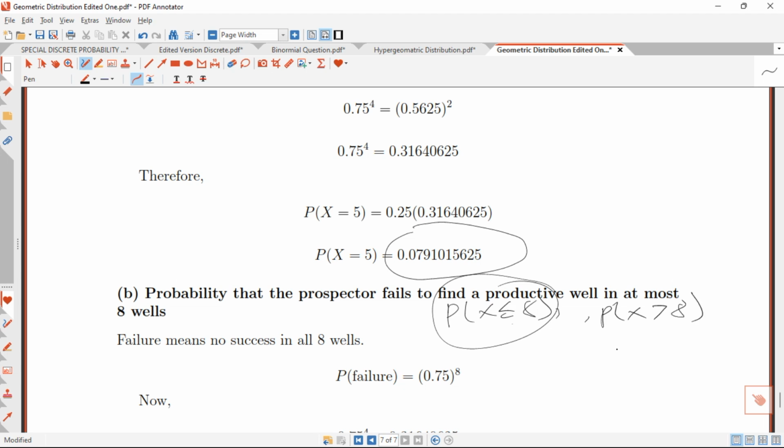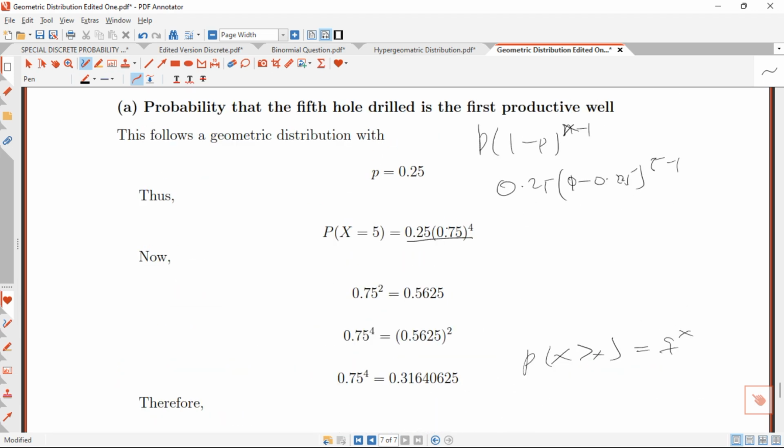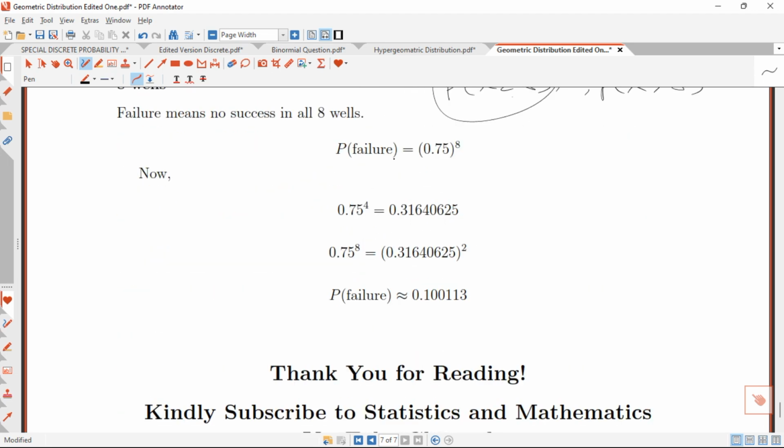We also just learned that the probability that X is greater than x is equal to q raised to the power x. That is the same thing we are going to do here. Already we know that our probability of success p is 0.25. So the probability that X is greater than 8 is equal to q raised to the power 8, and q is 0.75, so 0.75 raised to the power 8, and that is what we have here.